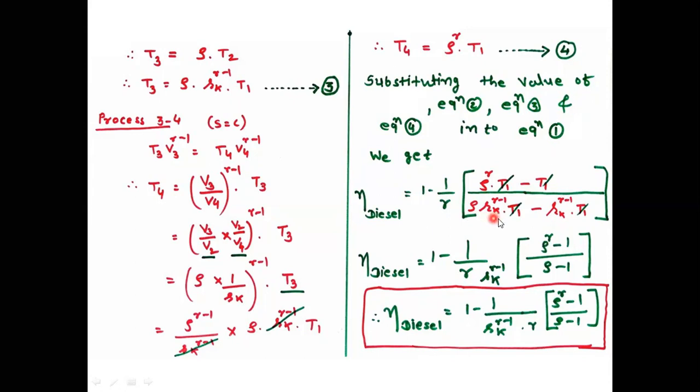You can take RK raised to gamma common from the denominator. So in the bracket in the denominator you can write rho minus 1 only. So the equation reduces to 1 minus 1 upon RK raised to gamma minus 1 into gamma, in bracket rho raised to gamma minus 1 upon rho minus 1. So this is the air standard efficiency of the diesel cycle. Okay, this is the final equation.